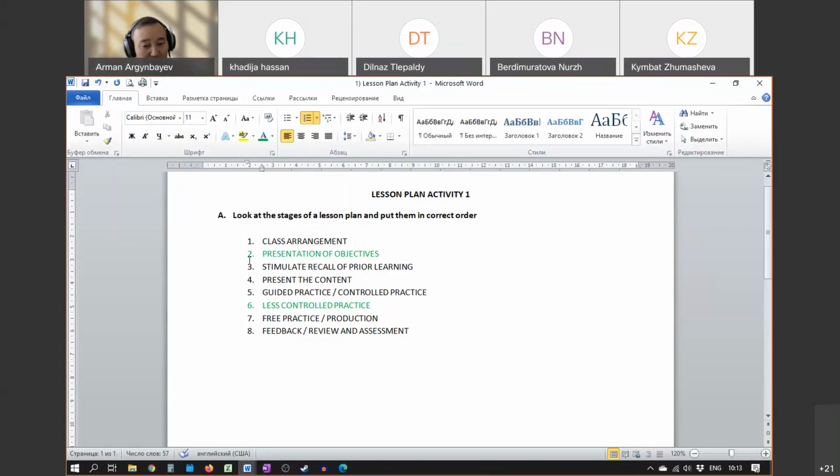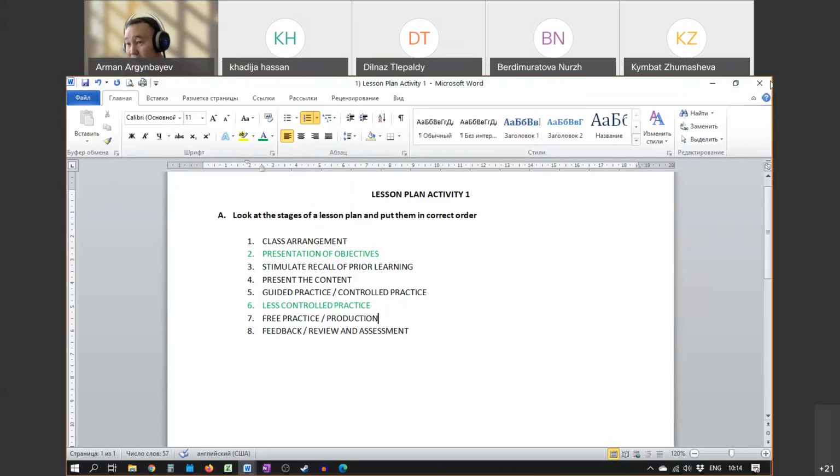As I mentioned before, you can sometimes skip the presentation of objectives. Sometimes we skip it, especially if it is guided discovery. But still, you can tell not the topic, but what you're going to do. Now, today we're going to read a text, or today we're going to listen, or today we're going to watch a video, for example. And we can sometimes keep less controlled practice.